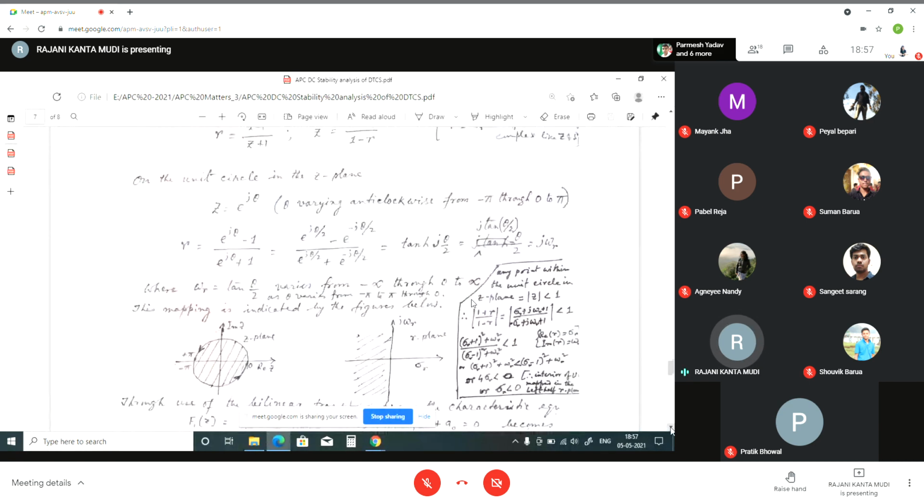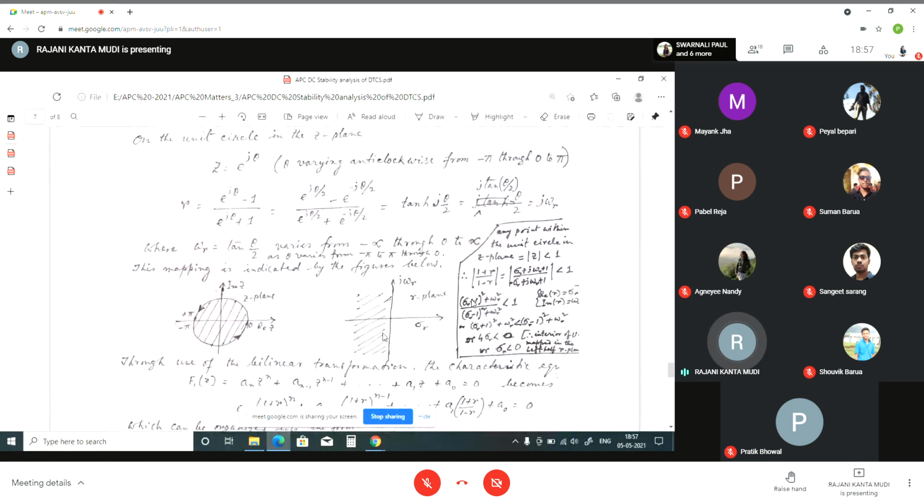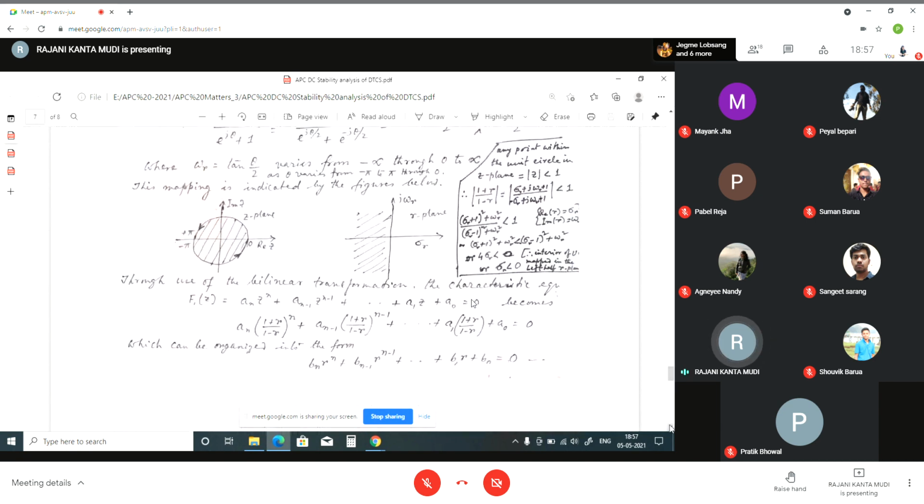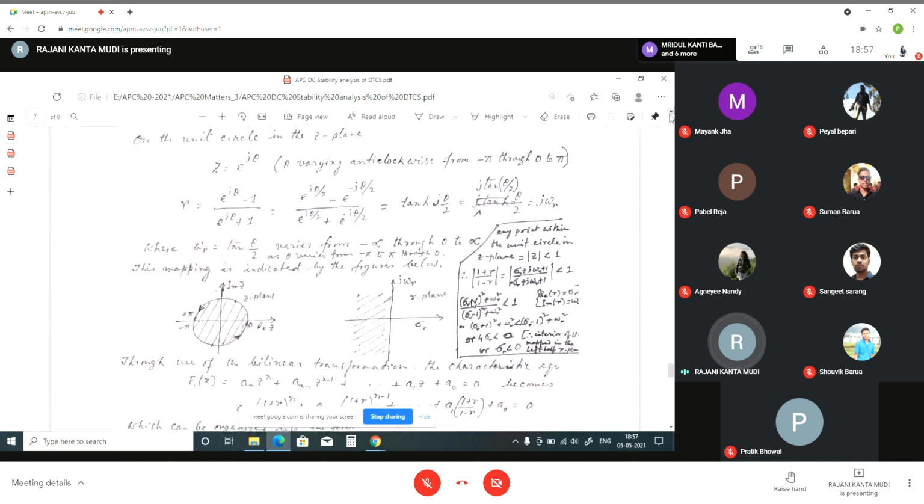Now we can easily apply the Routh-Hurwitz criteria to a polynomial expressed in terms of r. This is just similar to the case of s. If we replace s by r, then the same situation arises and the same procedure can be followed. So how will we find the polynomial in terms of r?